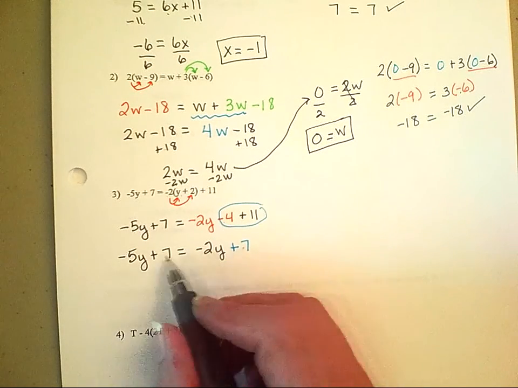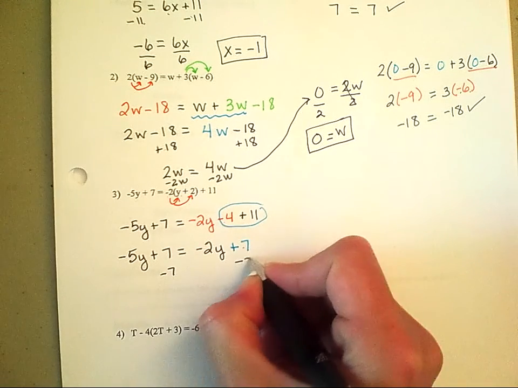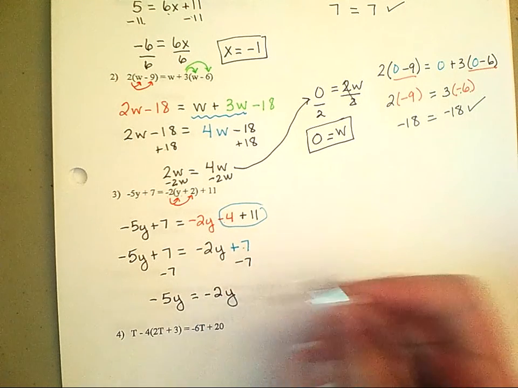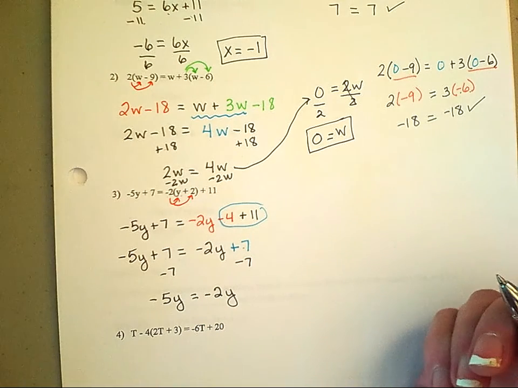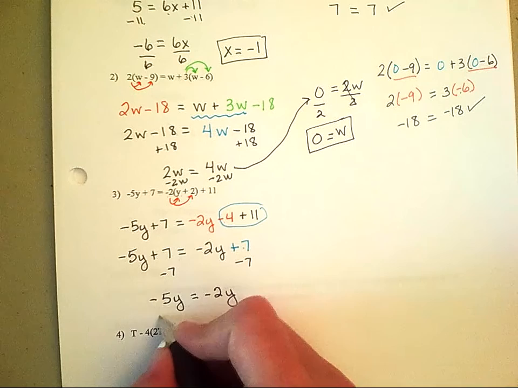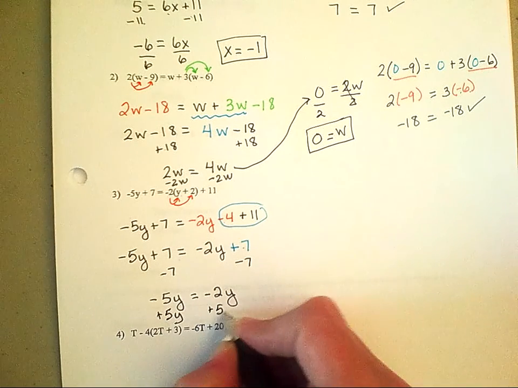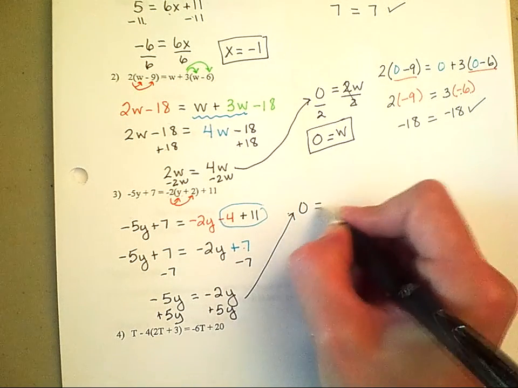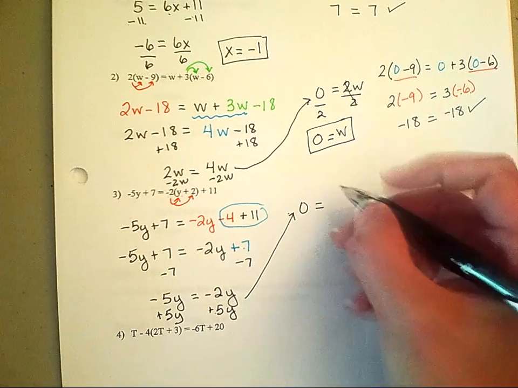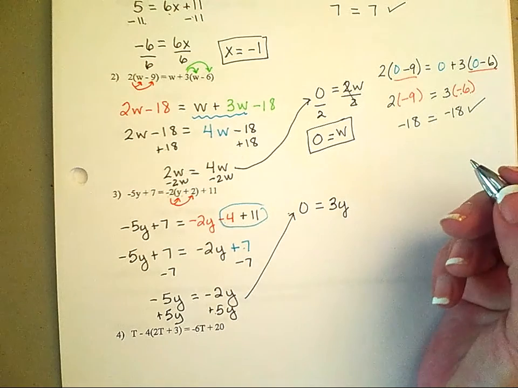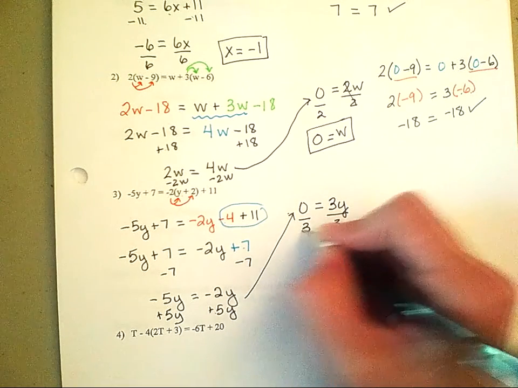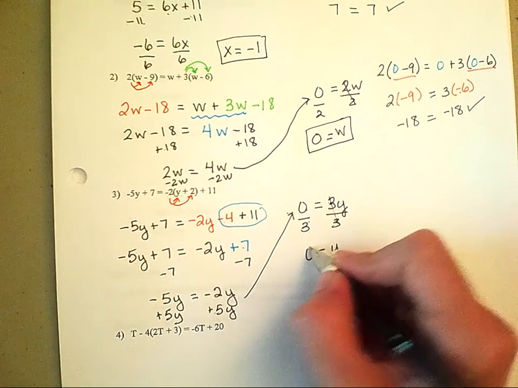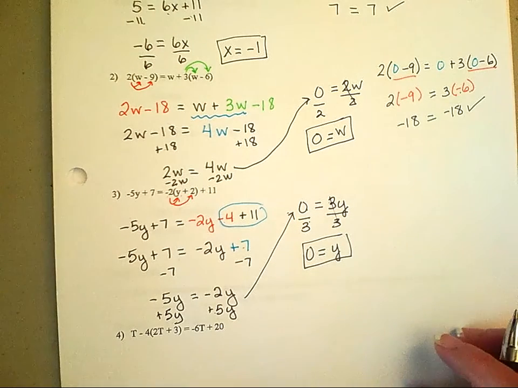Now let's use the same trick we did above. Let's subtract the 7s. So in this case, we'll have negative 5y is equal to negative 2y. The 7s will cancel. And then adding 5y. On this side, we'll have 0. And then negative 2y plus 5y is 3y. So we'll divide by 3. On this side, the 3's will cancel. And 0 divided by anything but 0 is 0.